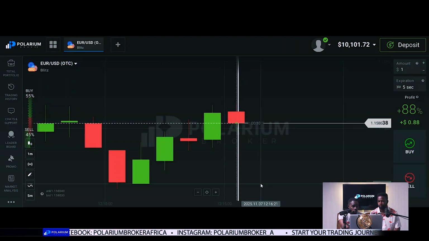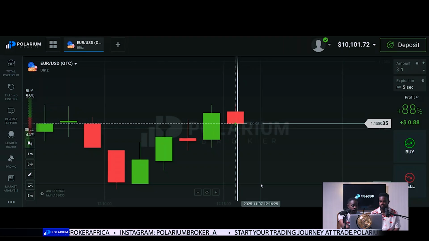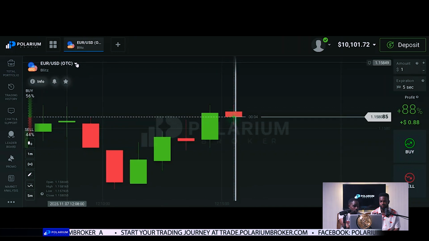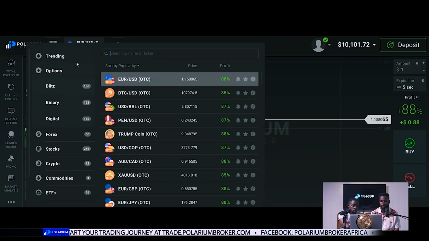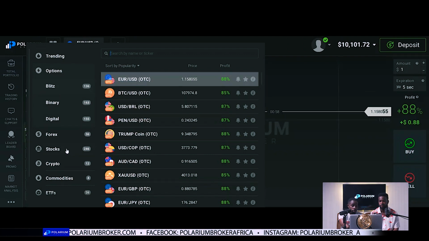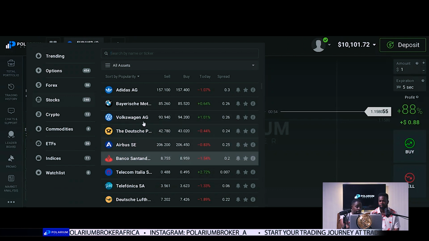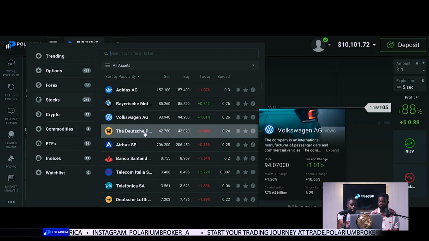Of course, we don't need to explain what stocks are, but we need to explain how trading on stocks works on the Polarium Broker platform, and Shola will be doing that briefly. As we already know, after we log in, we come to this drop down for options, then we come to stocks, and there are hundreds here, about 246 listed.